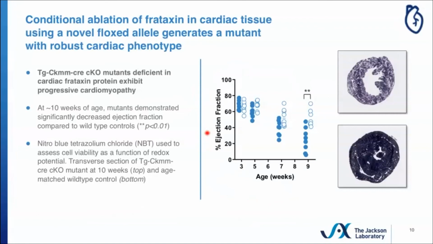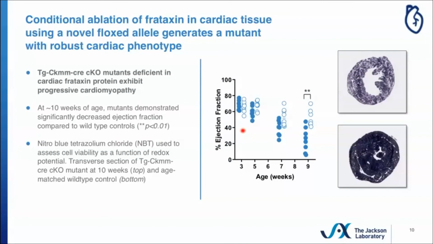So what you'll see here is the cardiac-specific depletion, and we have a lot of data on this, and I won't show it all to you for the sake of time, but I will say that this is a very robust model in our hands. When the flox allele, in addition to one allele as a knockout, is combined with the cardiac-specific Cre, we get cardiac frataxin deficiencies in the heart that really elicit quite a nice phenotype.